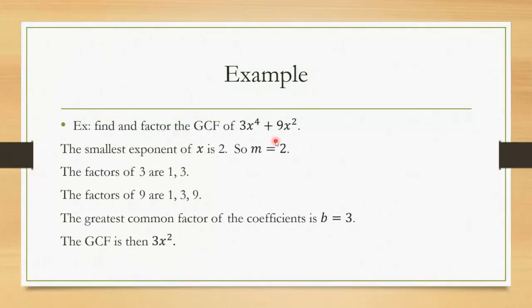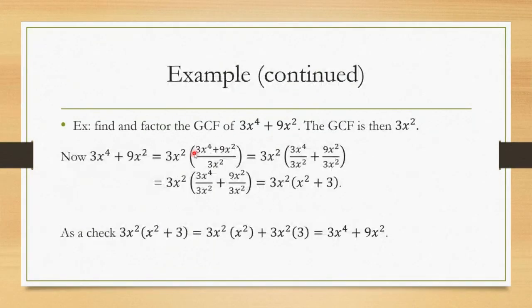Okay, so how do you factor it out? Well, it's just like I said before. You put it in front with parentheses, and then you divide to see what's left over. We divide. Okay, so we have 3x to the 4 plus 9x squared. We divide by 3x squared here, and that's the same thing as dividing into each term, like so.